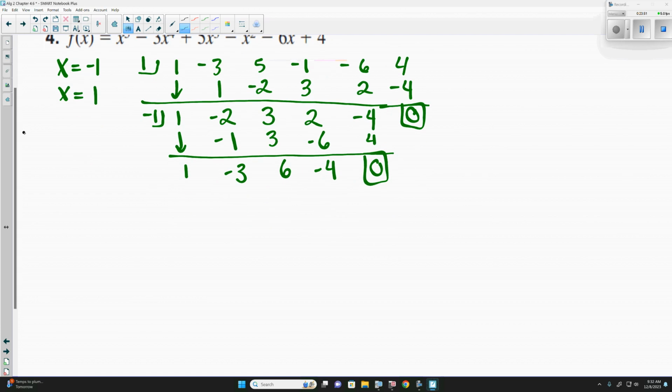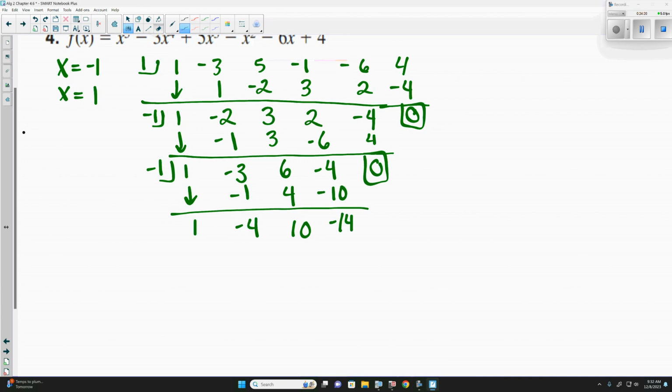All right. Well, we said which one was possibly repeated. -1, so we can do this again. -1 times 1 is -1. -3 plus -1 is -4. -1 times -4 is 4, 6 plus 4 is 10. -1 times 10 is -10, -14. So that's not it. So let's try 1.